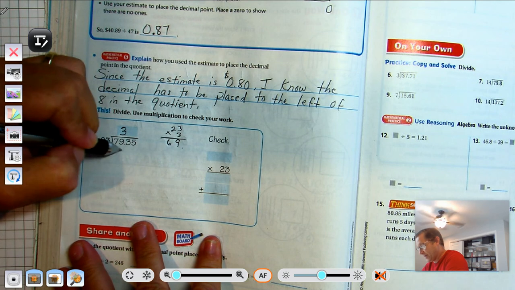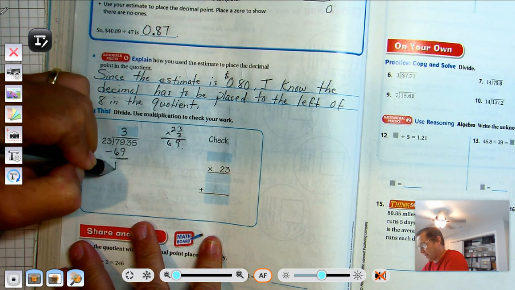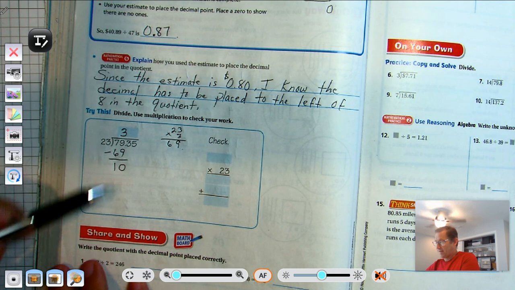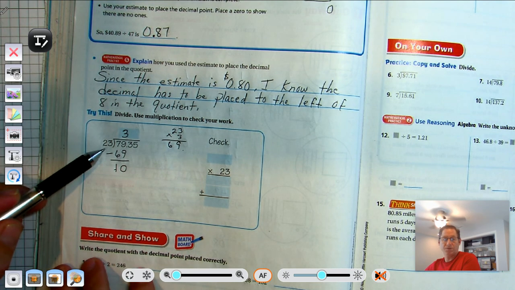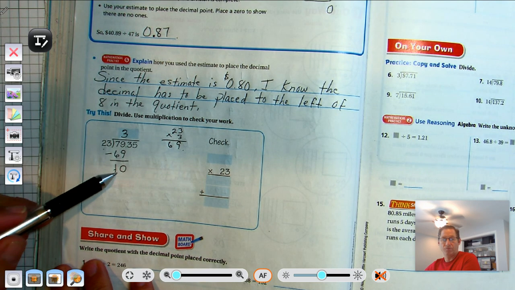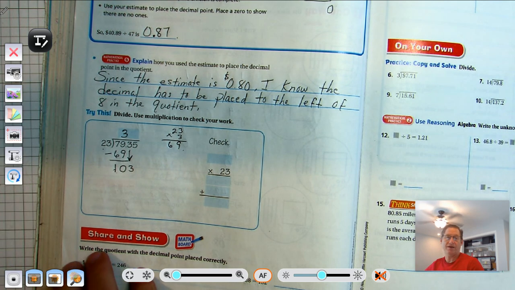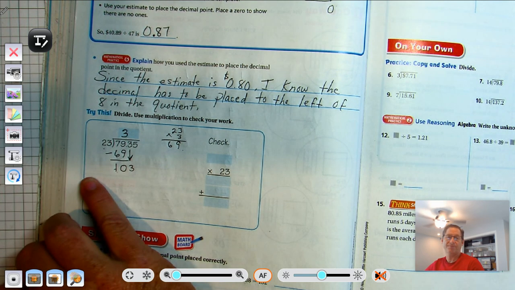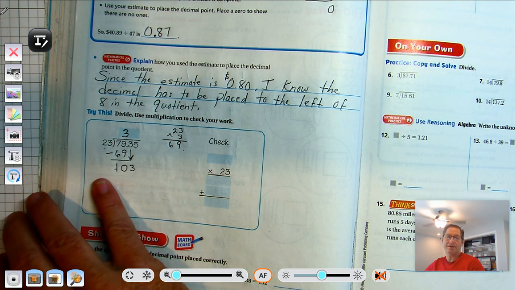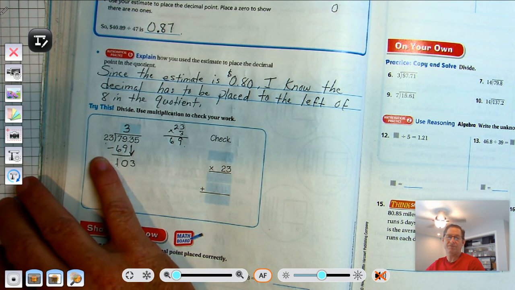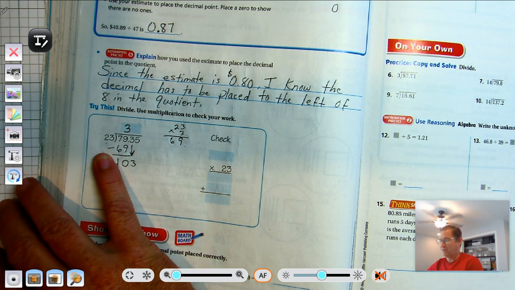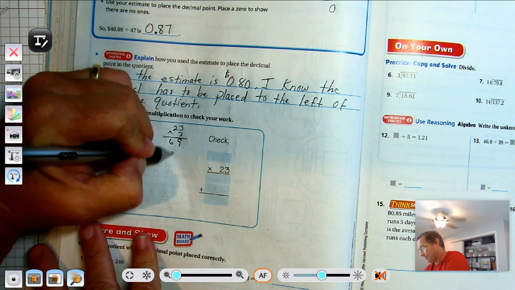3 times 23 is 69. Subtract, we're left with 10. Well, I can't share 10 with 23 groups, so I'm going to have to regroup. So I'm going to bring down the next digit. So now we have 103 divided by 23. Well, 5 times 20 is 100, but I have 23, not 20. So I think it's going to be 4.